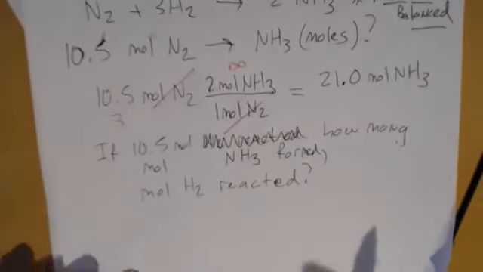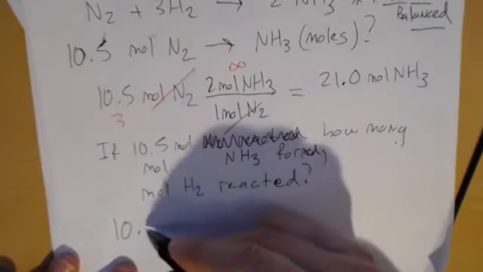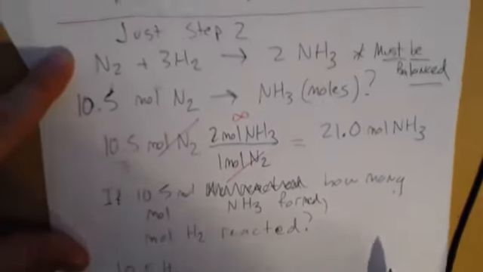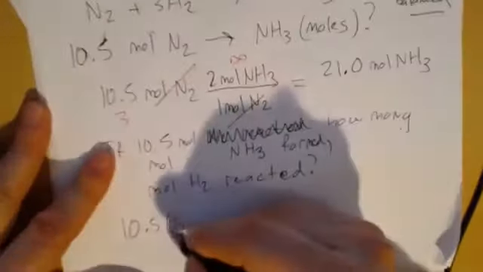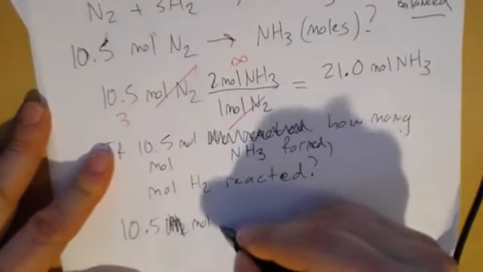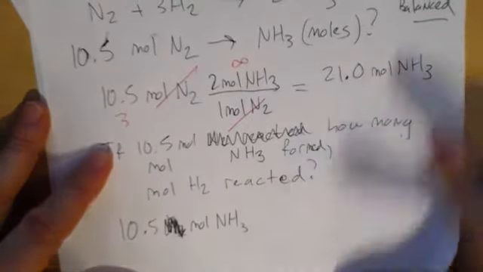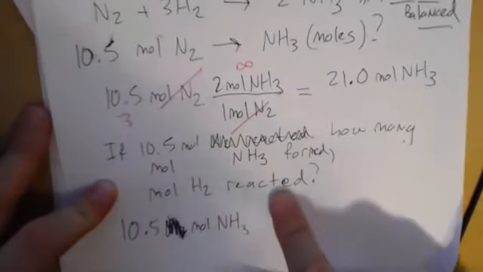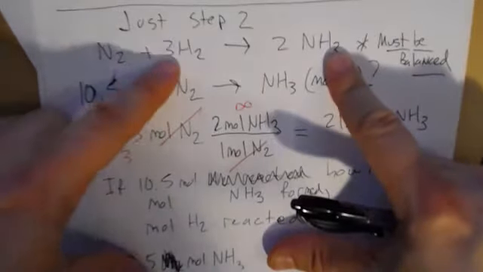So it's the same kind of situation. I'm going to start with my moles of hydrogen. Oh, wait a minute, no, I'm not starting with hydrogen. I'm starting with moles of ammonia. Excuse me. 10.5 moles of ammonia formed. How many moles of hydrogen reacted? So my product is actually my known, and my hydrogen is my unknown.